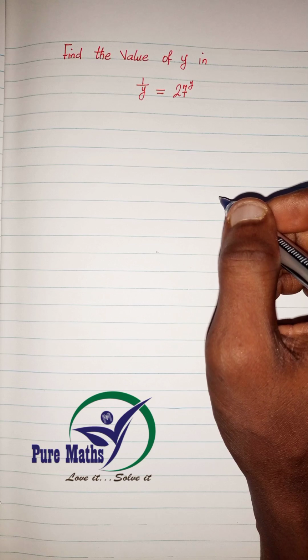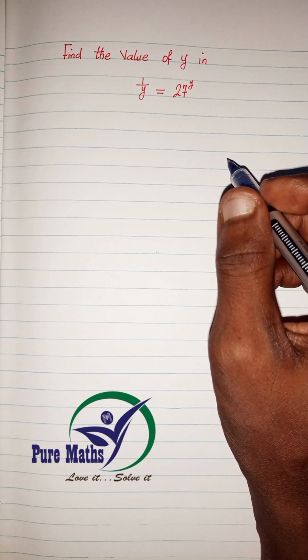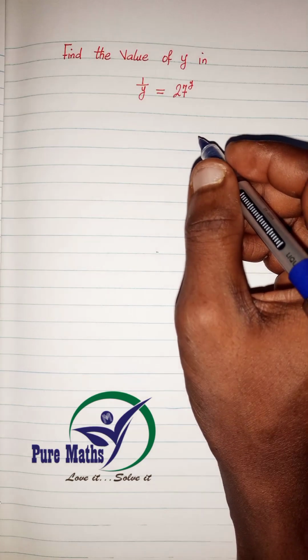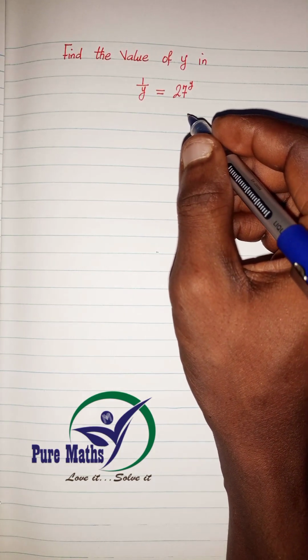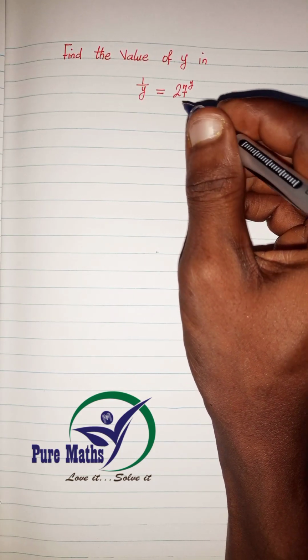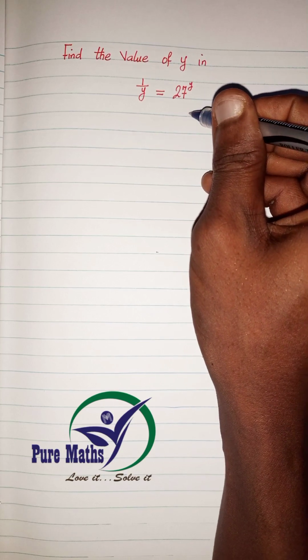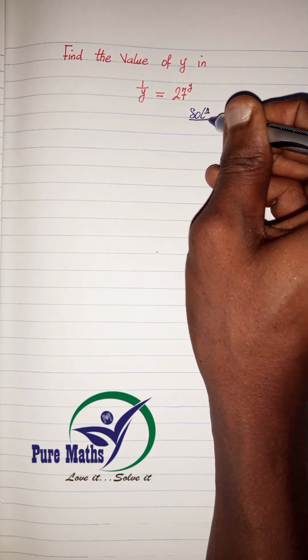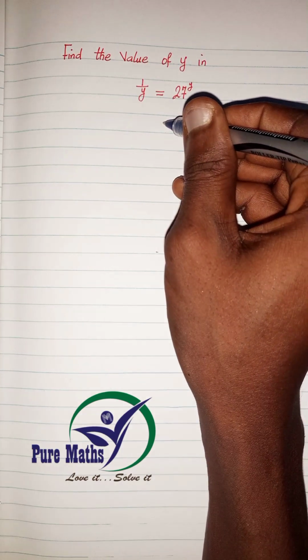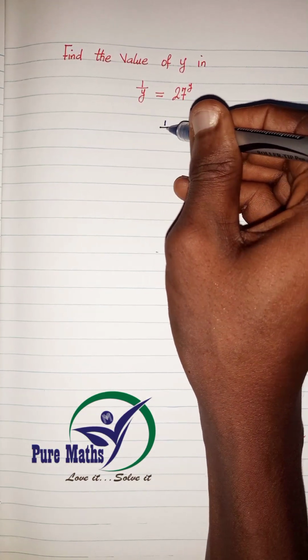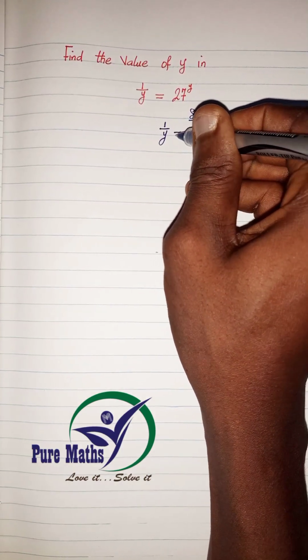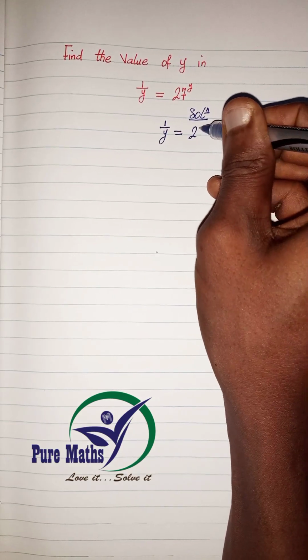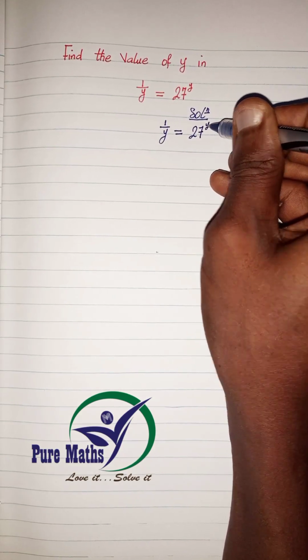Exponential equation. It says that we should find the value of y in 1 over y equals 27 to the power of y. So in doing this, let's quickly write down our solution. So we have our solution here, and let's write down the question, which is 1 over y equals 27 to the power of y.